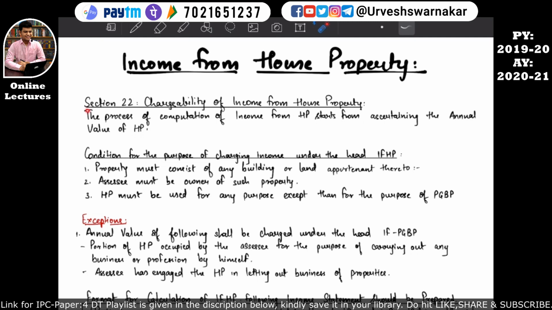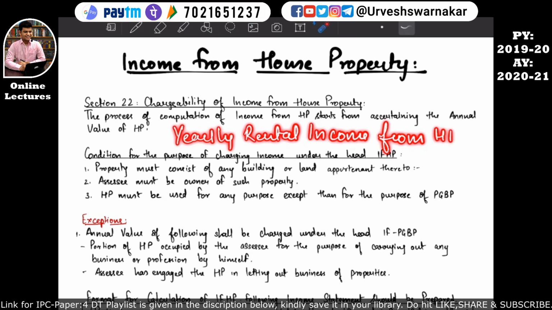Let's revise it. Section 22 says that the process of computing income from house property starts from ascertaining the annual value of the house property. So this is also a technical word. Ascertaining means calculating. We are calculating what? Annual value of house property. Annual value of house property in layman terms means yearly rental income from house property. I hope this is quite clear.